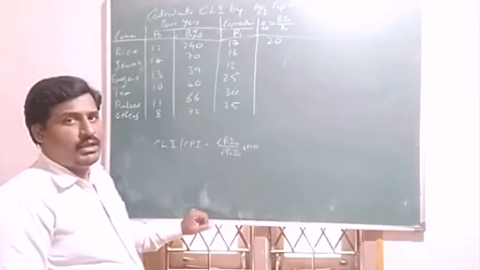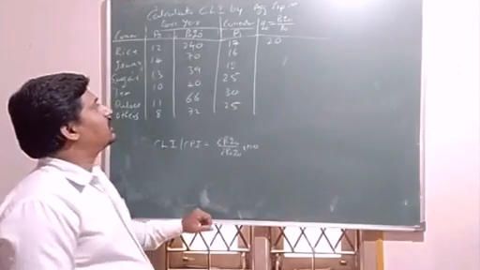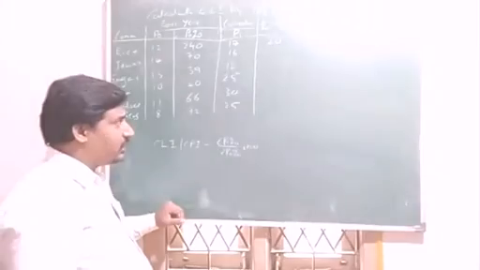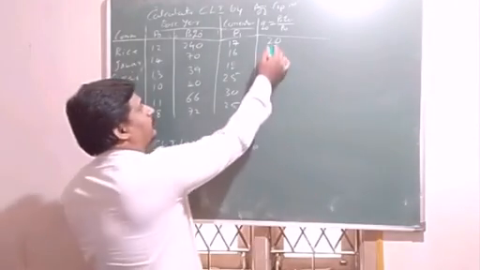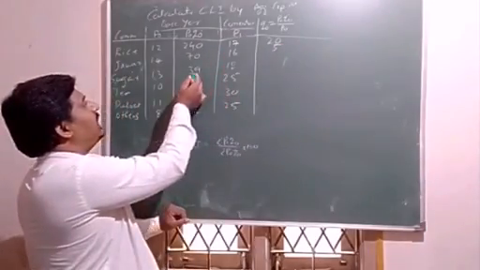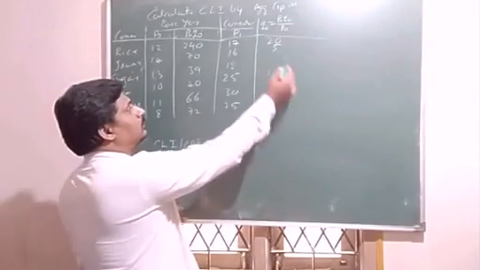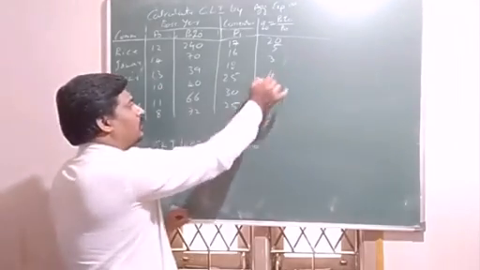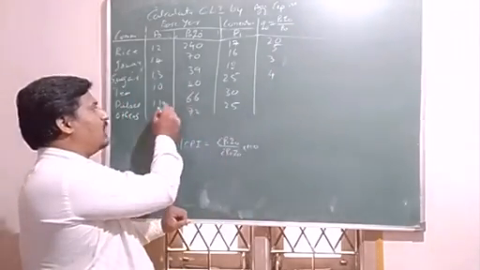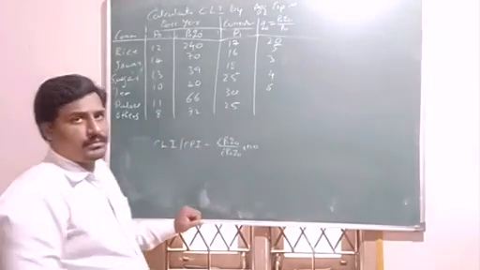Is it 20? Okay, next 70 divided by 14. 5. Next 39 divided by 13. 3. 40 divided by 10. 4. 66 divided by 11. 6. 72 divided by 8.